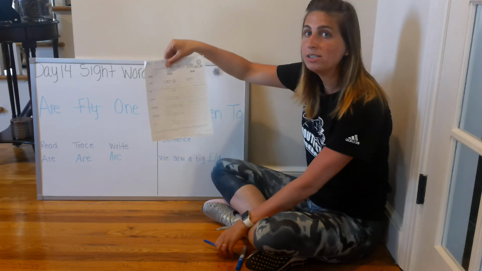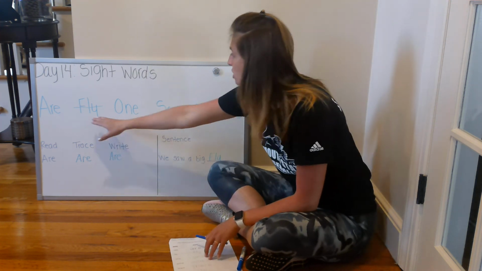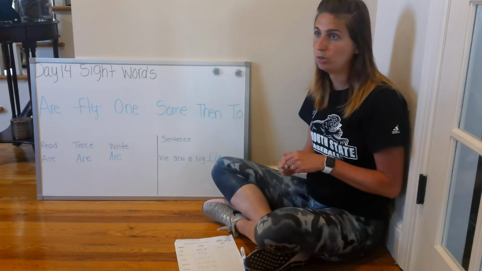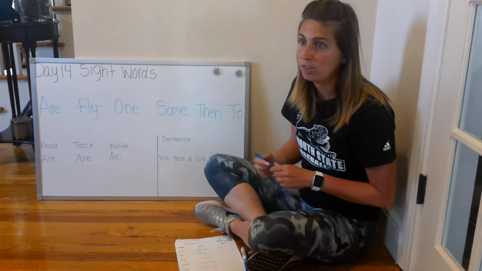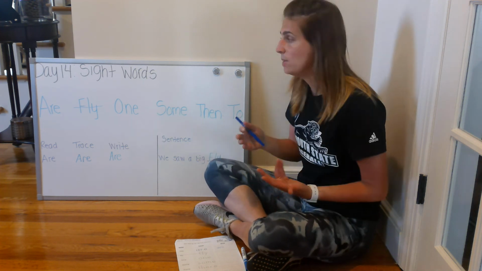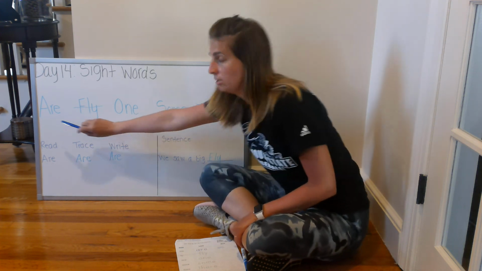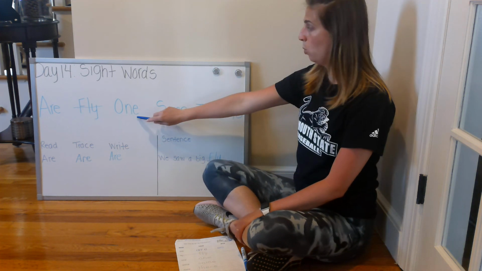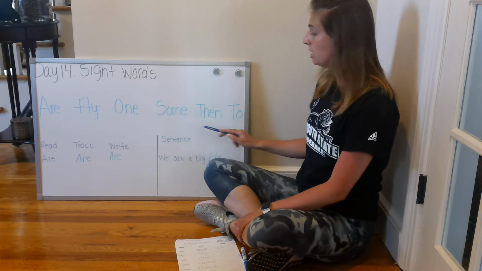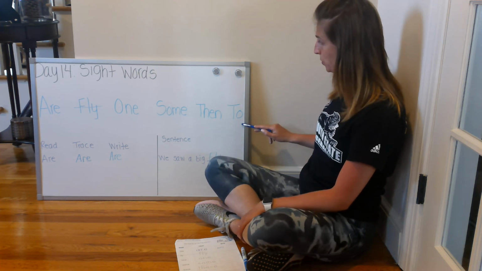But before you guys go and try the rest on your own, let's first just repeat the 6 sight words that we learned today and that we're working with. You can say them with me or repeat back after me. R, fly, 1, some, then, and 2.